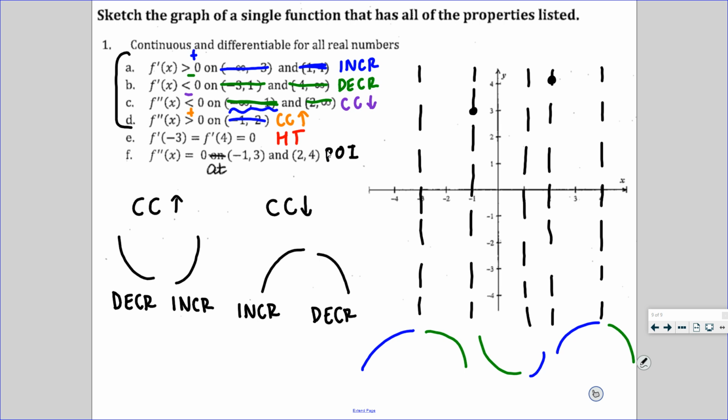And that makes sense where these points are because that's where my concavity changes, right? Look at here. I go from concave down, now it's concave up, then back to concave down. So it makes sense that those are where my points of inflection are. It also makes sense that my horizontal tangents are at -3. That looks like it's going to be a horizontal tangent, a relative max. And at 4, another relative max. So again, that part makes sense too.